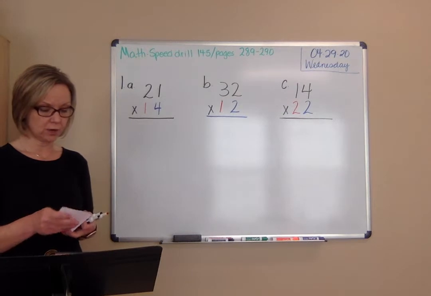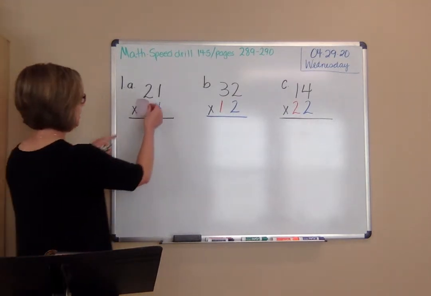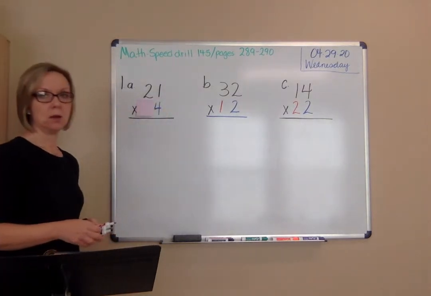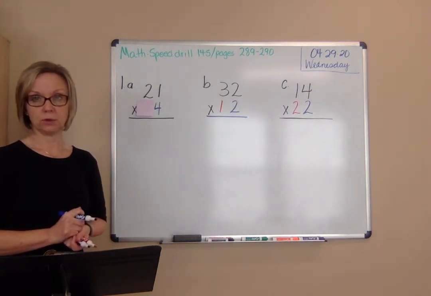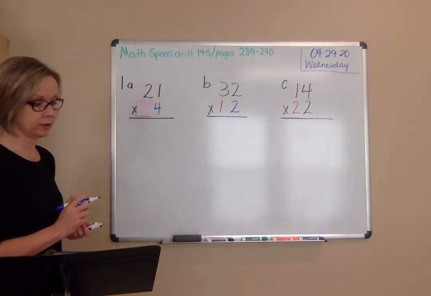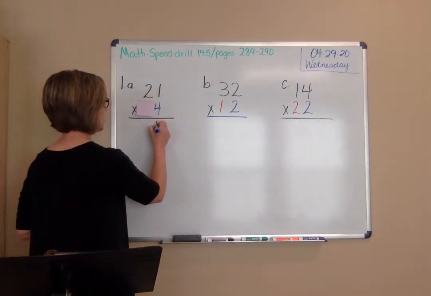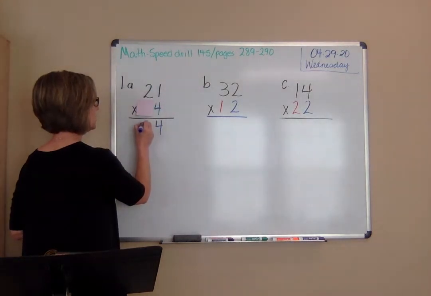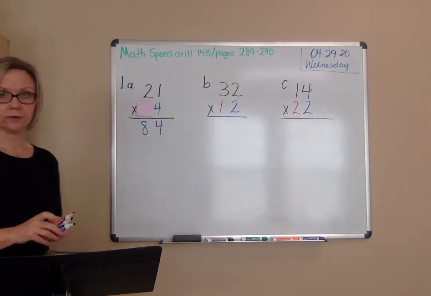First step here in 1A, 21 times 14. Just for our purposes, I'm going to cover up my tens place, my 1, and I'm going to start with my 4 and do the multiplication. You follow along with me, okay? 4 times 1 equals 4. 4 times 2 equals 8. So for your ones place, you should have 84.